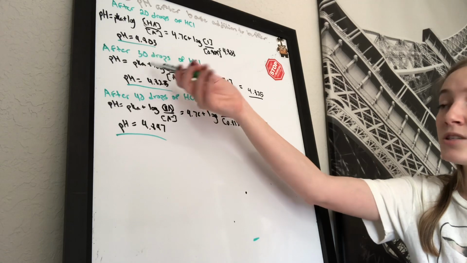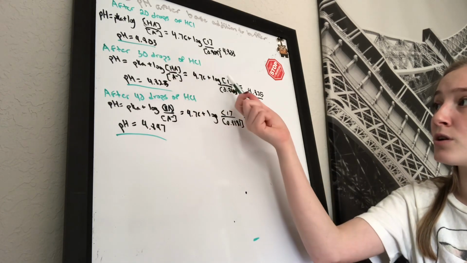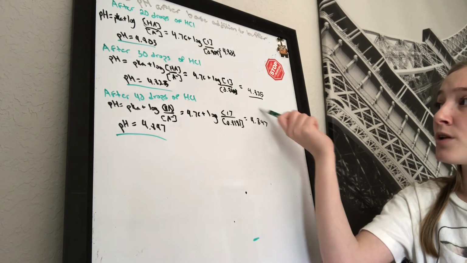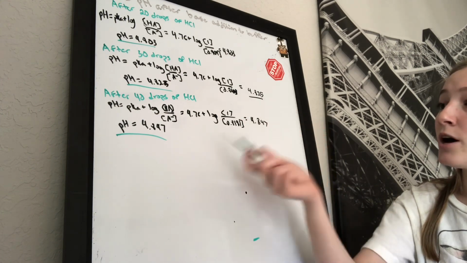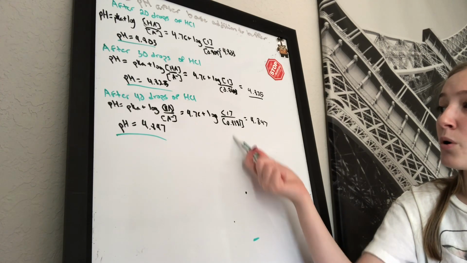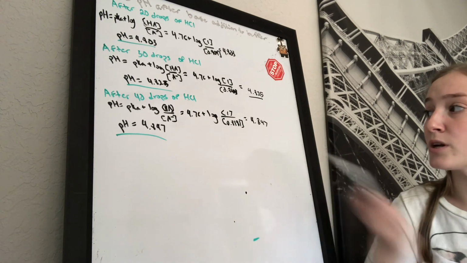Same process for 30 and 40. You're just going to use 1 over 0.8604, and that gives you 4.825, and then same thing for here. You're just going to use 1 and then 0.8181, and then you get 4.847.